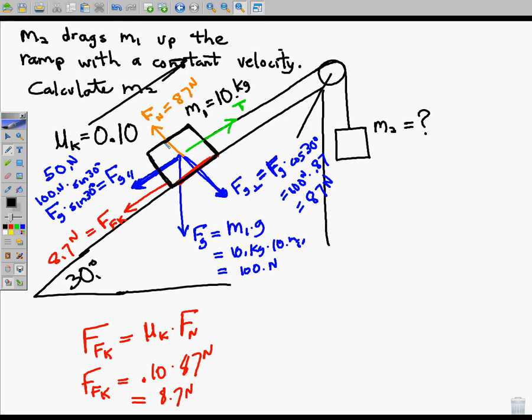So if we apply Newton's second law to this object right here, we know that the net force is equal to m1 times the acceleration.